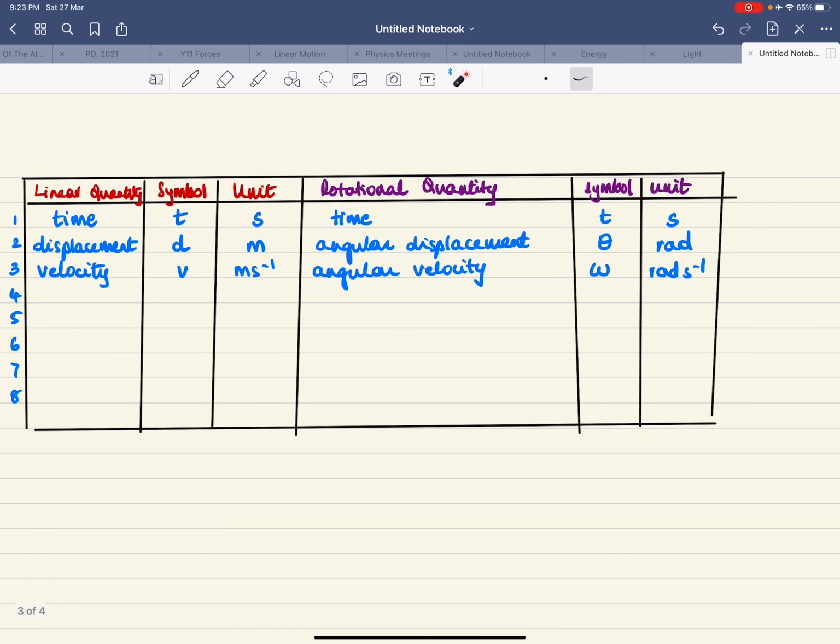Now I'd like you to make this table. There are 8 quantities that we'll be learning about in this topic, and each time I teach a new quantity, you'll fill in the blanks. Today we're looking at three of them. Time is the same, whether linear or rotational. Linear displacement is represented by d measured in meters. The rotational equivalent is angular displacement, theta, measured in radians. Velocity v is measured in meters per second, and the rotational equivalent is angular velocity, with the symbol omega. It's not w, but it is like a w turned inwards. It's the last letter of the Greek alphabet, and it's measured in radians per second.